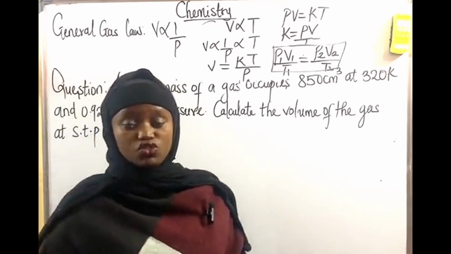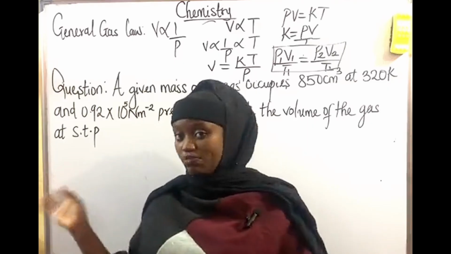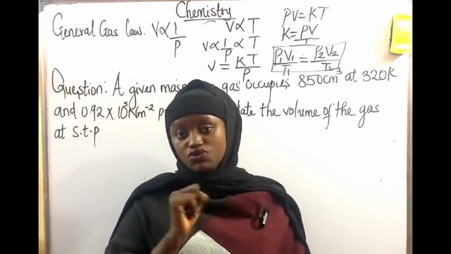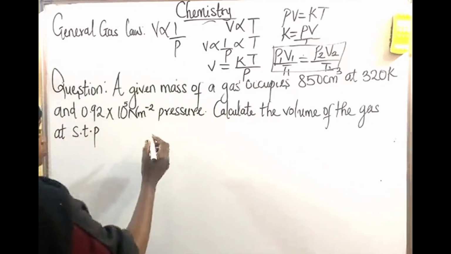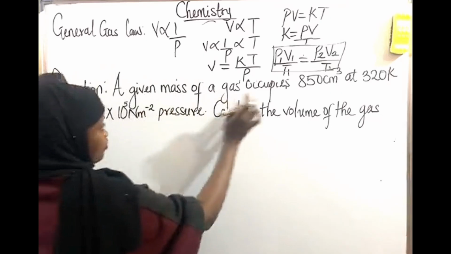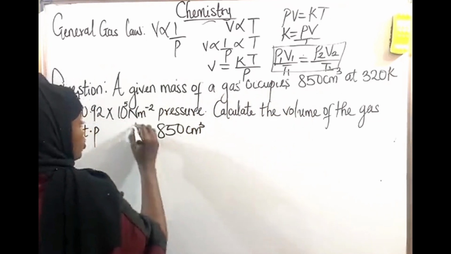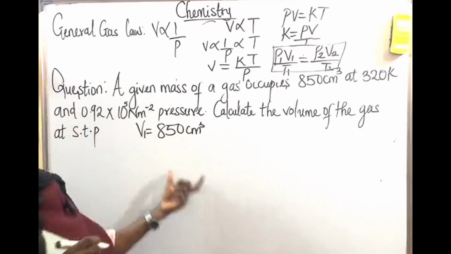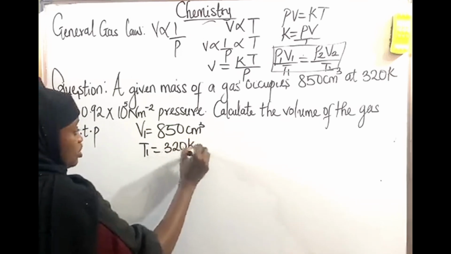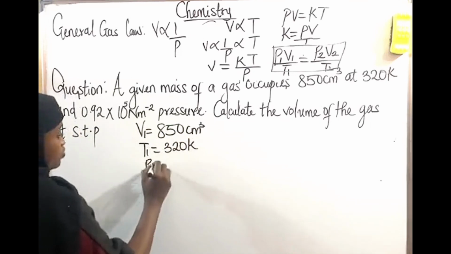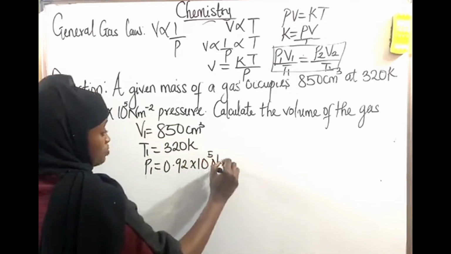So all we need to do now is to bring out the parameters given in this question. The parameters will guide us to know which of them is unknown, which we have to find using the relation we have discussed first. So let's bring out the parameters. We have that the given mass of a gas occupies 850 centimeter cube. From the unit centimeter cube, we know that this is the value for the volume. So this is the value for V1 at T1 equals 320 Kelvin. At P1, which is pressure, is 0.92 times 10 raised to the power 5 Newton per meter square.